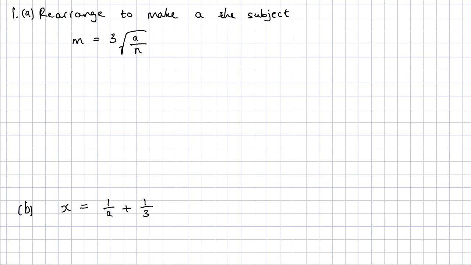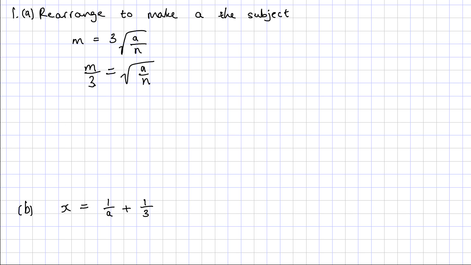This video is on rearranging formulae. Now in this first question, I'm asked to rearrange to make A the subject of this formula. What I need to do first is divide by 3 on both sides, so that's going to leave me with m over 3 is equal to square root of A over n.